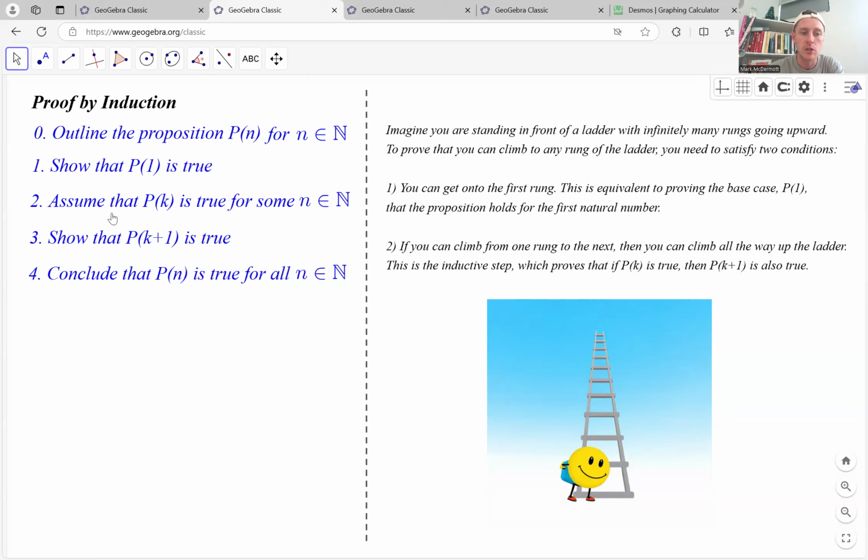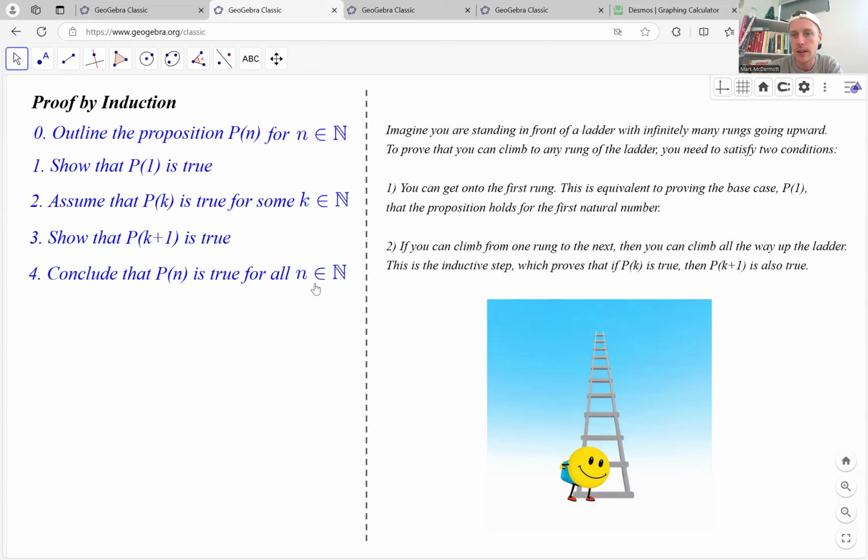Then what we're going to do is assume that it's true for some natural number k. So we're going to assume it's true. That's important. We're assuming it's true. And then we're going to show that it's true for k plus 1. So the next term after k, right? 1 more than k. And then conclude that P of n is true for all natural numbers n.